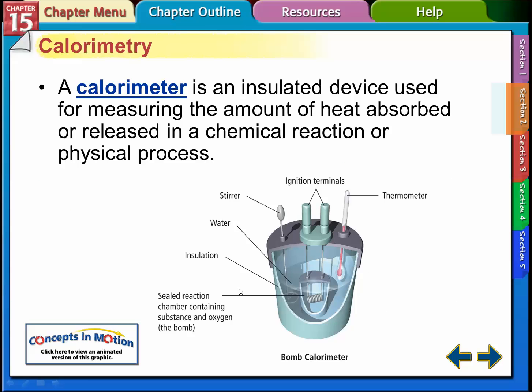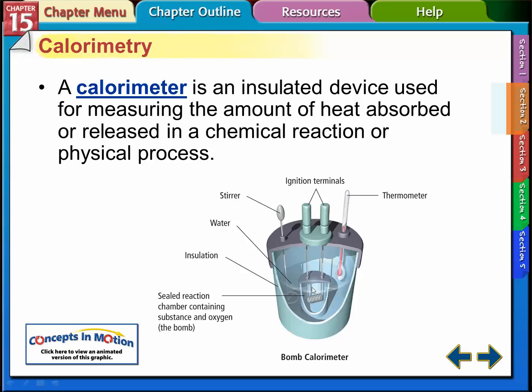So a calorimeter is an insulated device used for measuring the amount of heat absorbed or released in a chemical process or reaction. This is a fancy bomb calorimeter because it's made out of a pretty substantial cylinder, so it doesn't break or come apart when a reaction happens inside of it, right? So we have some water in here. We put a reaction inside this little container in here. Then we measure how much the water heated up.